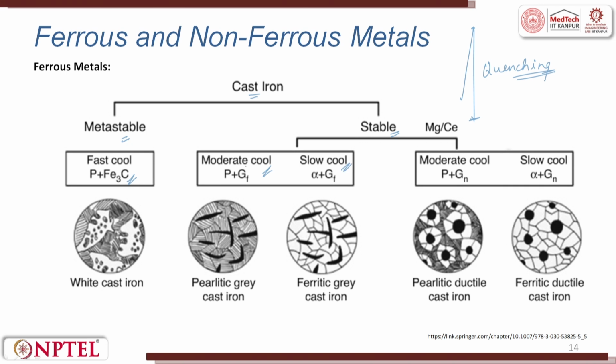With the same structure, moderate cooling gives you this structure, and slow cooling gives you this structure. This is metastable. When you have a stable phase, you can do it with moderate cooling, in which you add magnesium or cerium. With moderate cooling you get a pearlitic structure plus Gn, and slow cooling gives alpha plus Gn. So, pearlitic ductile cast iron, ferritic ductile cast iron. Why are all these things important? Depending upon the alloy, the microstructure changes. Depending upon the microstructure, the performance of the material in service condition also changes.